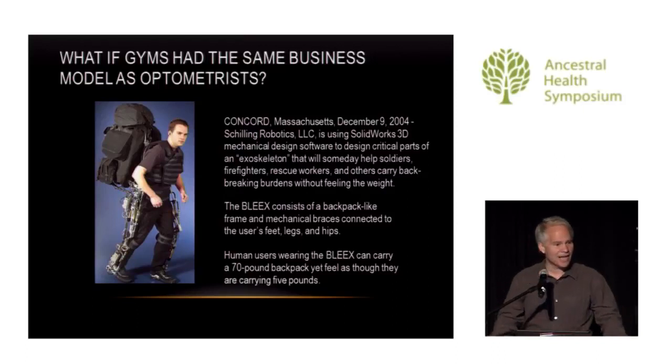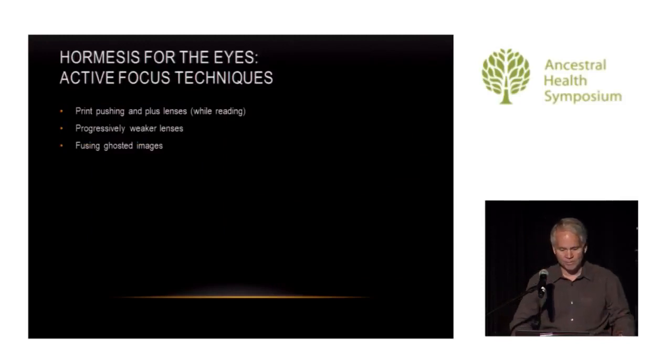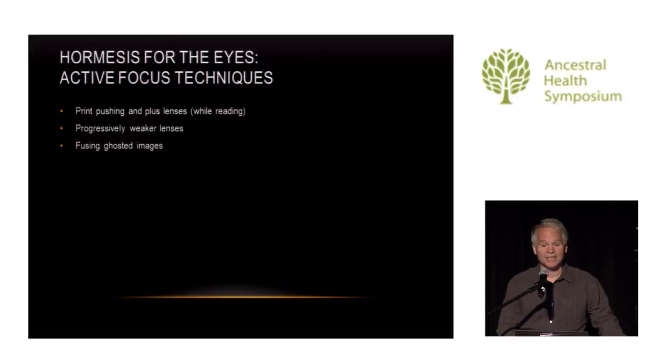Probably the same thing that happens to astronauts in space. Their muscles atrophy, they get weaker, and when they take off the exoskeleton, the problem's even worse. Well, my argument is this is exactly what you're doing when you're wearing glasses. You're weakening your eyes. So let's talk about then how we can apply hormesis to make your eyes become less myopic. Well, there's a few techniques.